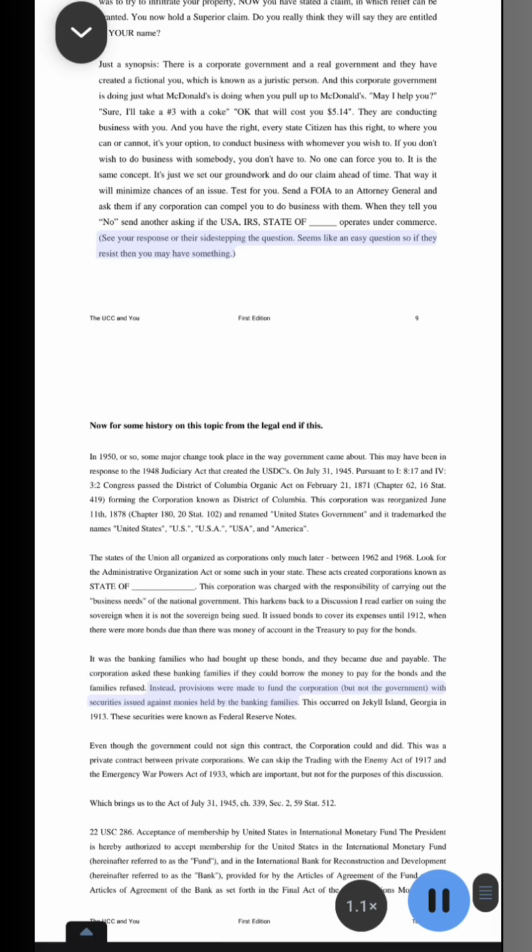Instead, provisions were made to fund the corporation but not the government with securities issued against monies held by the banking families. This occurred on Jekyll Island, Georgia in 1913. These securities were known as Federal Reserve Notes. Even though the government could not sign this contract, the corporation could and did. This was a private contract between private corporations. We can skip the Trading with the Enemy Act of 1917 and the Emergency War Powers Act of 1933, which are important but not for the purposes of this discussion.